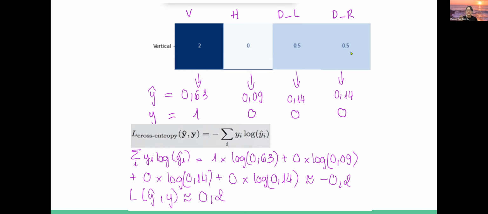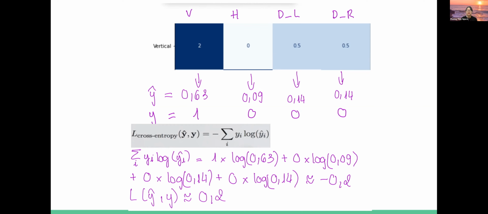And so to summarize, with the confusion matrix, you can apply the softmax function to get the probabilities, and then use the cross entropy loss function to get the loss values. And here the loss value is 0.2, which means that our model isn't doing too badly.